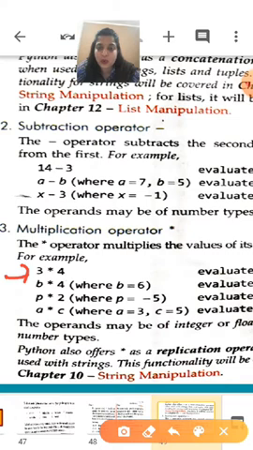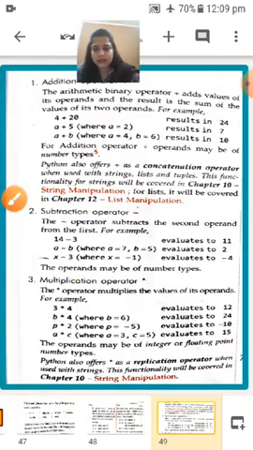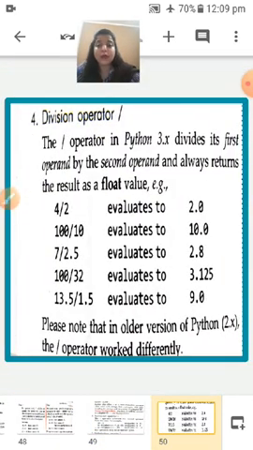Something is new also in this. Let's see what is new here. Okay, now let's move to the next slide. The next slide is about the division operator. The division operator divides its first operand by the second operand and always returns the result as a float value. Now with the division operator, what you are getting is only the float answer. Okay, let's discuss an example of this.